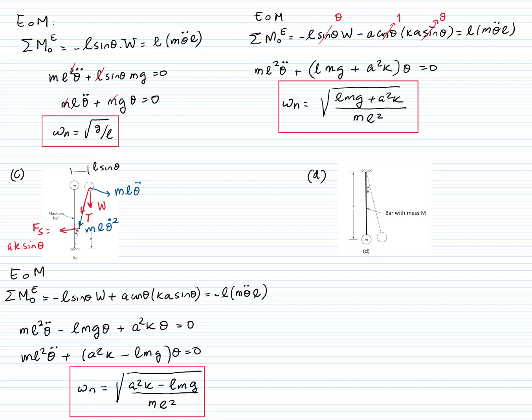Let's now analyze the last case, where we have a regular pendulum, but the bar has mass. So we will have two elements that accumulate kinetic energy, the mass at the end of the bar and the mass of the bar. In our free body diagram, we will have both weights, the weight of the ball and the weight of the mass located at the center of gravity of the bar. Then we have the tension, and then we have our kinetic forces, which is mass times acceleration, but we also have the mass moment of inertia of the bar times the angular acceleration of the bar.